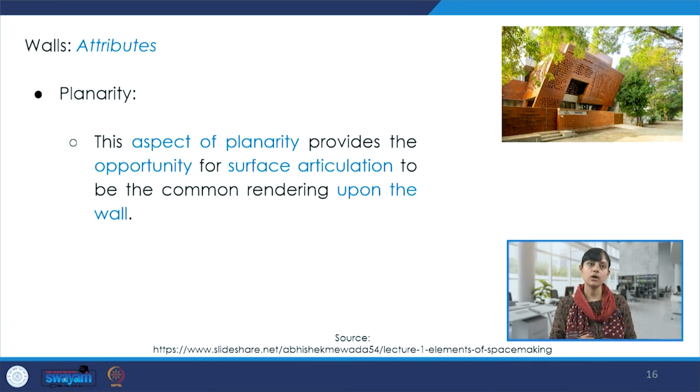Then we also talk about the aspect of planarity in terms of the opportunity that it provides for surface articulation. So, because of a certain planarity, how can this surface be articulated, divided, worked upon, and what kind of imagery, details, and facade characteristics can be created? So that articulation upon the wall is possible due to these aspects of planarity.